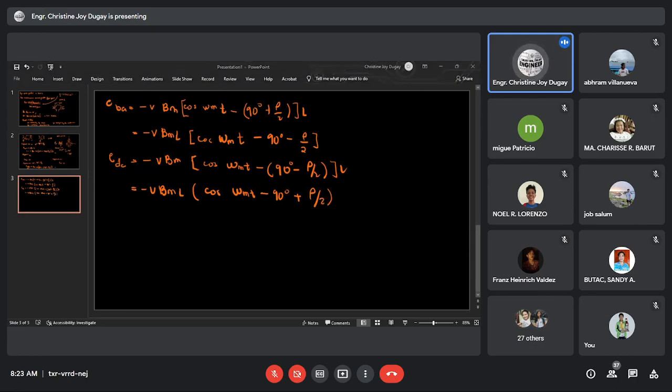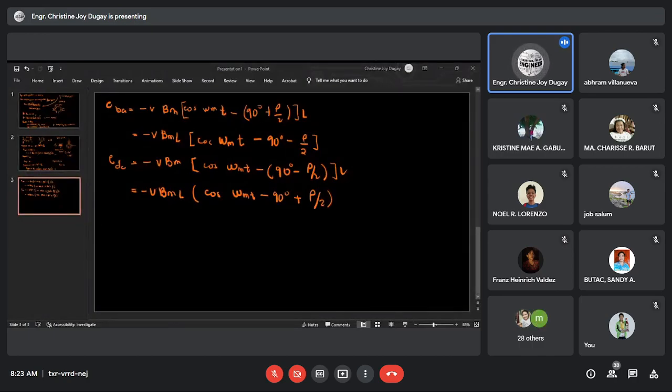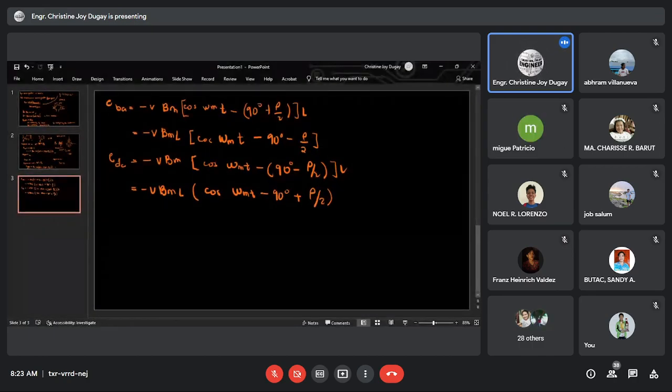So what will we do now that we have each voltage? We are going to sum. To get the total voltage of our coil, that is negative induced. Our total, that is negative of E-induced, is equal to EBA plus EDC. Substituting here, since this one is negative and this one is negative.